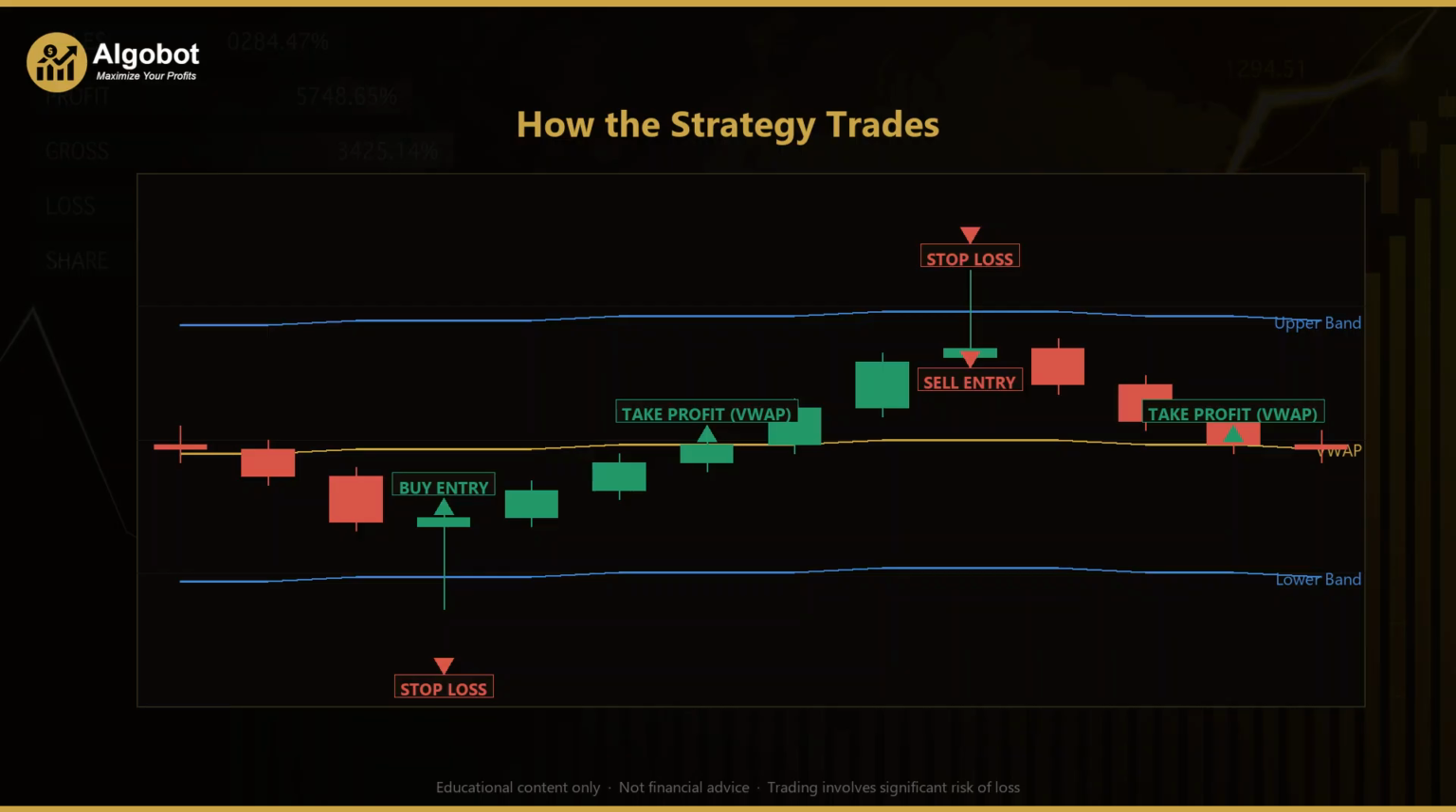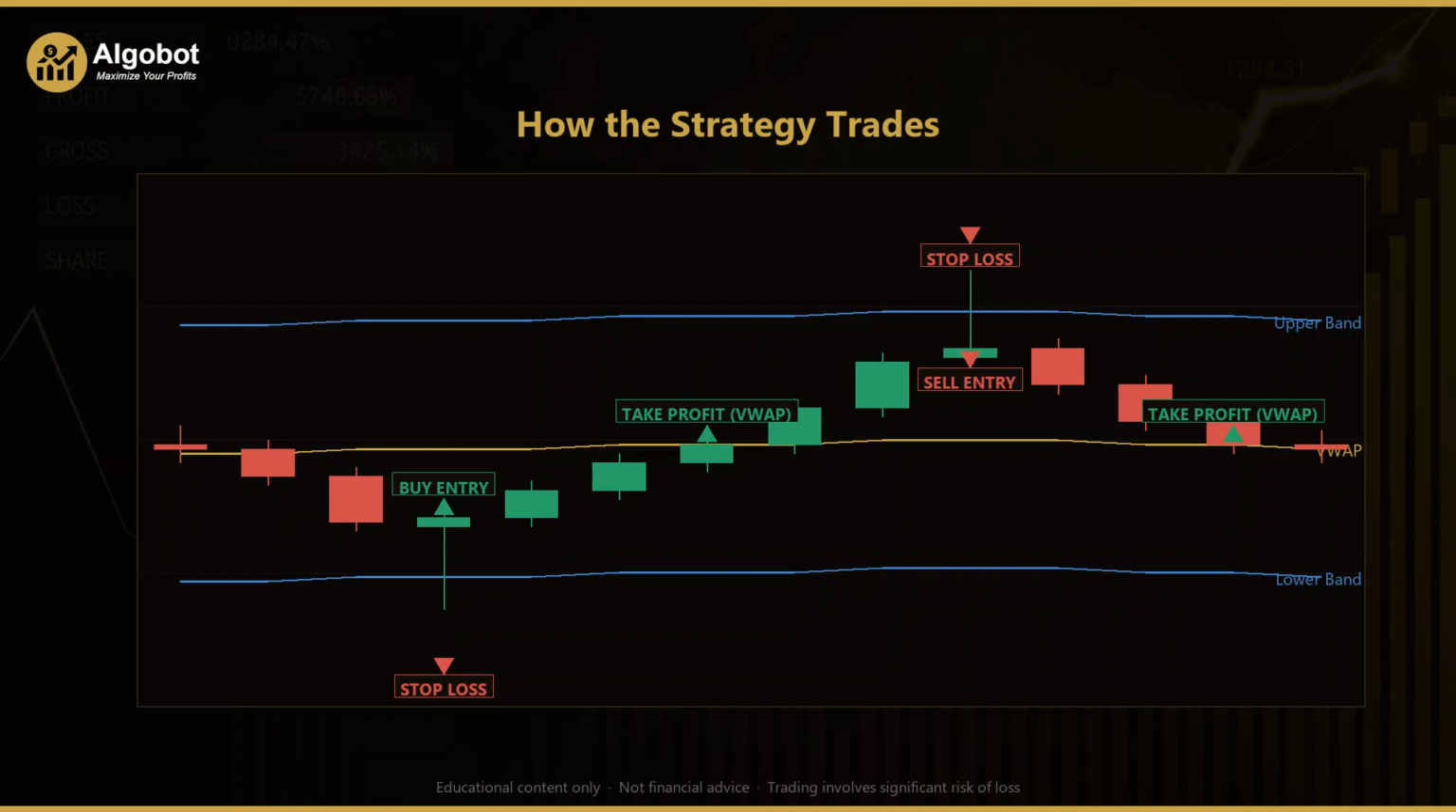Wait for price to stretch to a band. Demand a wick that proves the extreme was rejected. Enter on the snapback. Risk only as far as the wick, and target fair value. The bands defined where price was overextended. The wick confirmed the turn, and VWAP gave a clear, objective place to take profit. That's the entire strategy in one picture.